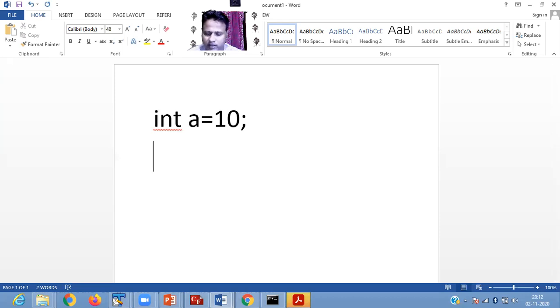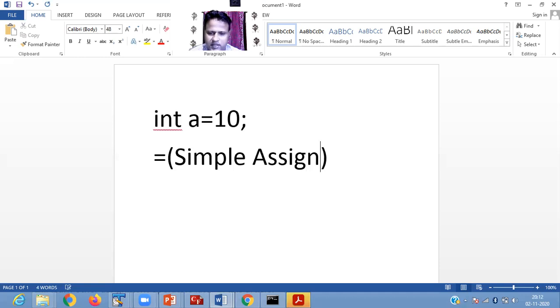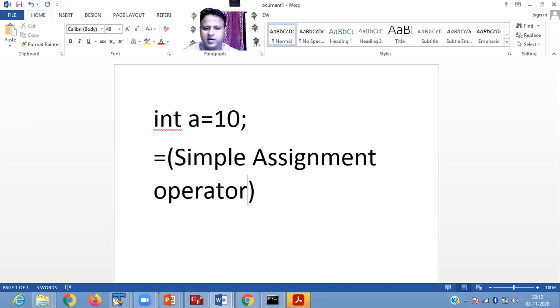Equal is called the simple assignment operator. This is called a simple assignment operator.